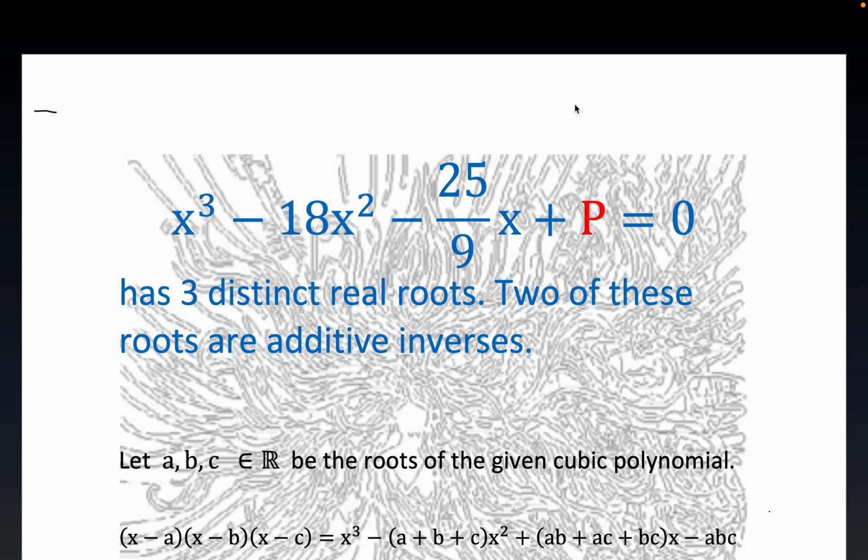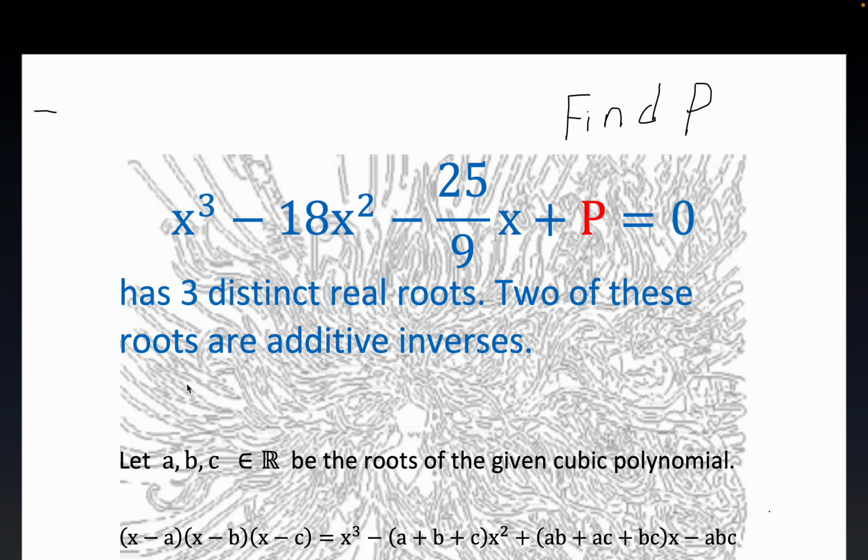Hey everybody, today we're trying to find the constant term of this cubic equation. So we're trying to find P, trying to determine it. Now, we're given some specific information about the nature of the real roots. There's three distinct real roots, and also this piece right here is necessary, at least for this problem. Two of the roots are additive inverses.